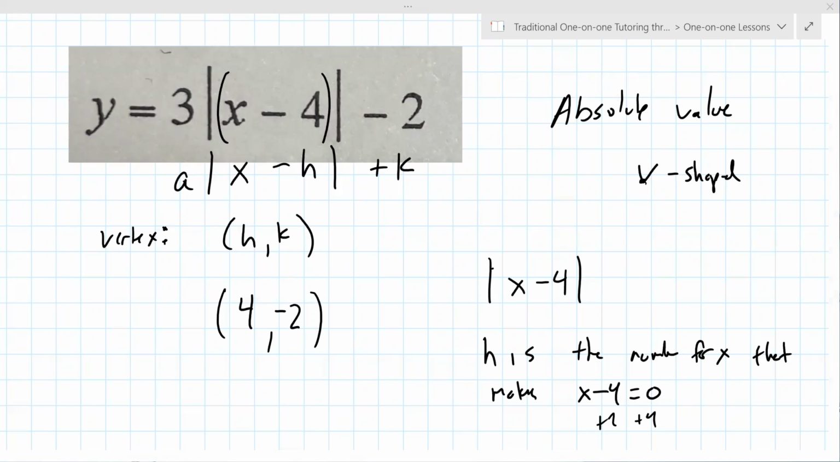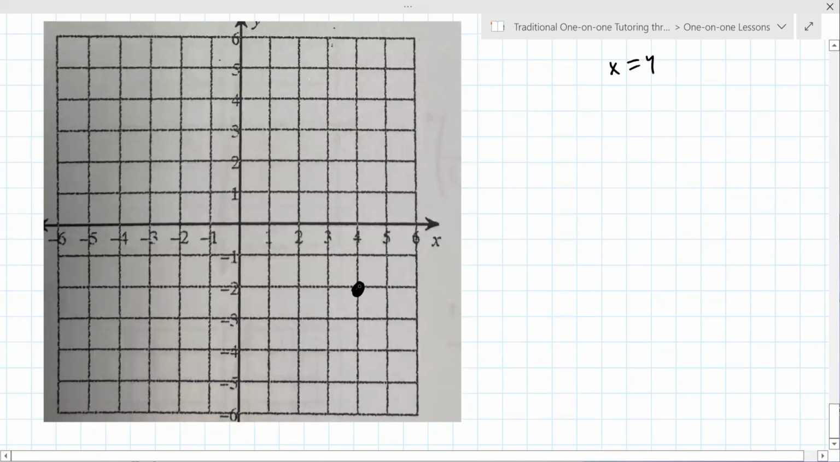Now the next part is I'm going to show you a little shortcut. Hopefully you like it. So you do graph the vertex for -2. There's your vertex right there. Does the graph of this thing open up or down? Do you know? It has to do with this 3 right here.